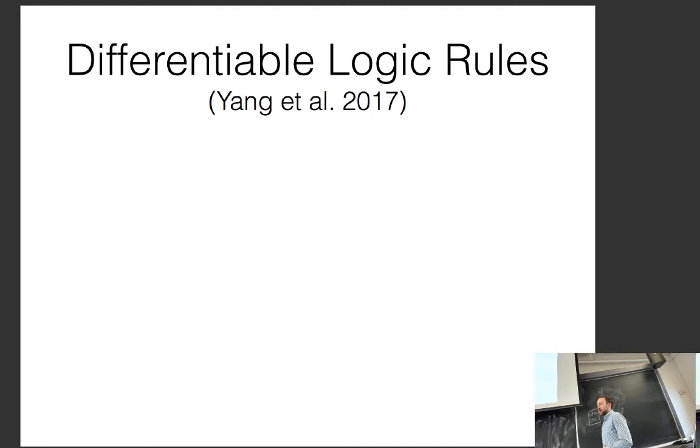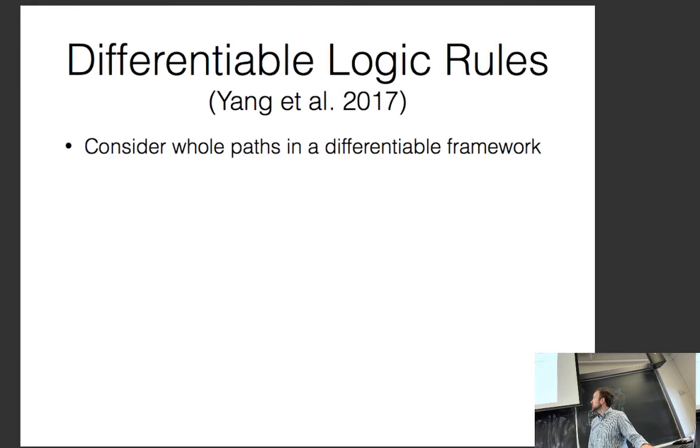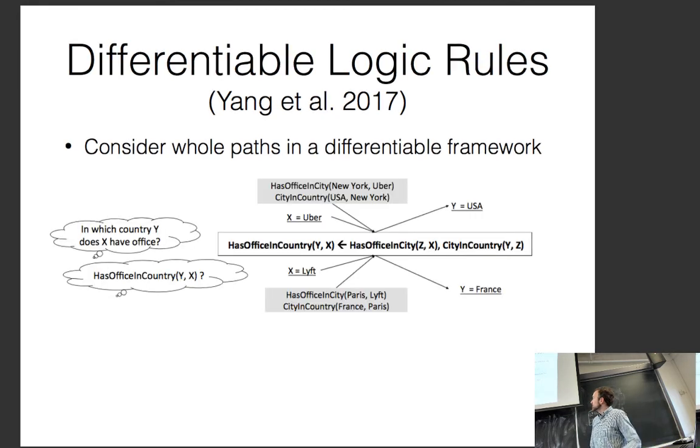So to take this full circle, there's also work on differentiable logic rules. This basically considers full paths through inferences in a differentiable framework. So the idea here is that you want to infer some sort of logical relation according to logic rules like has office in city, city and country, and whether this implies has office in country.